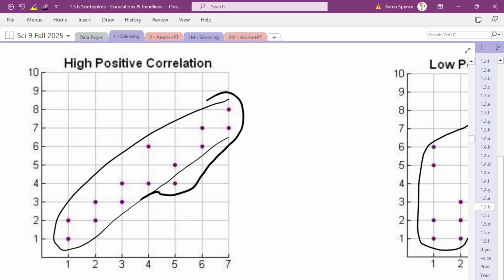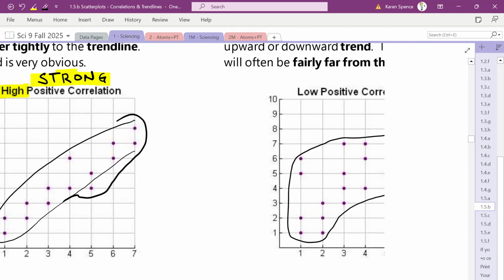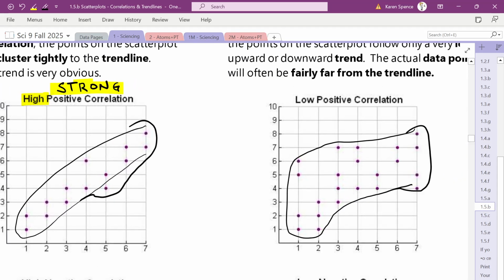So you can say that this one has a strong, or a high positive correlation. The one on the right, is that a strong or a weak correlation? That is weak. Okay.